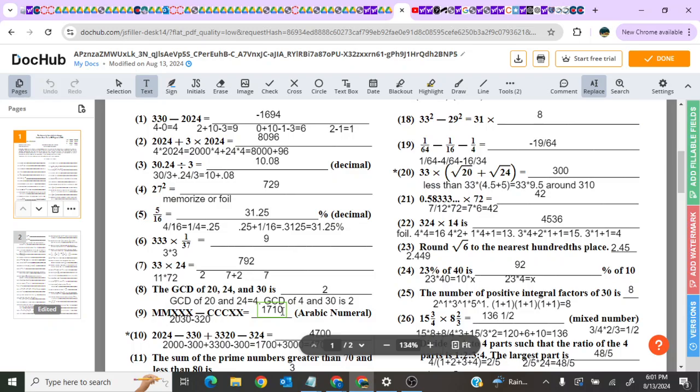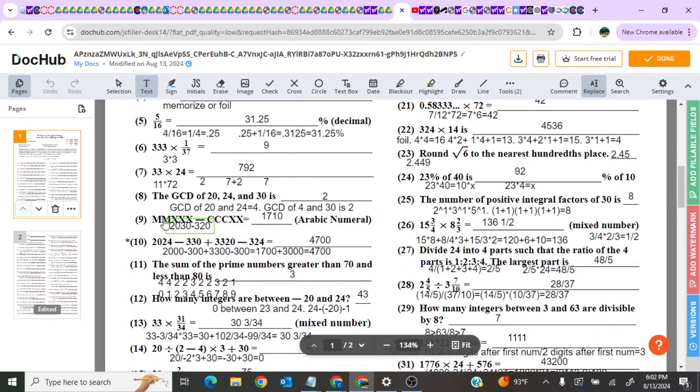The greatest common denominator of 20, 24, and 30 is what? Well, the greatest common denominator of 20 and 24 is clearly 4. And then the greatest common denominator of 4 and 30 is 2, because you replace 20 and 24 with 4. I'm not going to completely explain why, but basically, the greatest common denominator of these is 4, so it doesn't make any sense to have a greater common denominator than that.